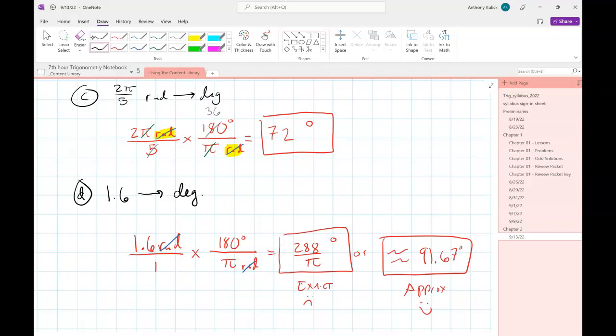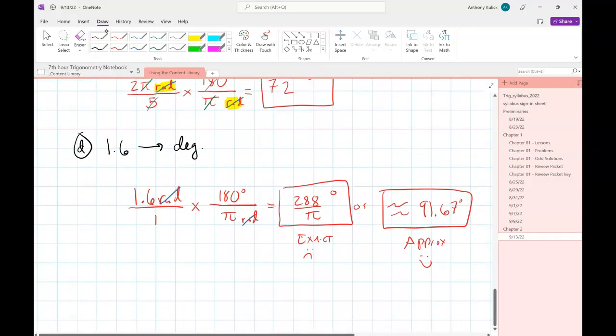Degrees are something that we have a good visual indication of, like how big of an angle that is, right? With radians, it's like 3 pi over 5 radians. I don't know how big that is any better than I know that it's going to be like 1.9 radians or whatever. It doesn't make any difference to me. It's equally as meaningless. But degrees, 288 over pi means nothing to me. 91.67, I know immediately what shape of angle I'm talking about there.